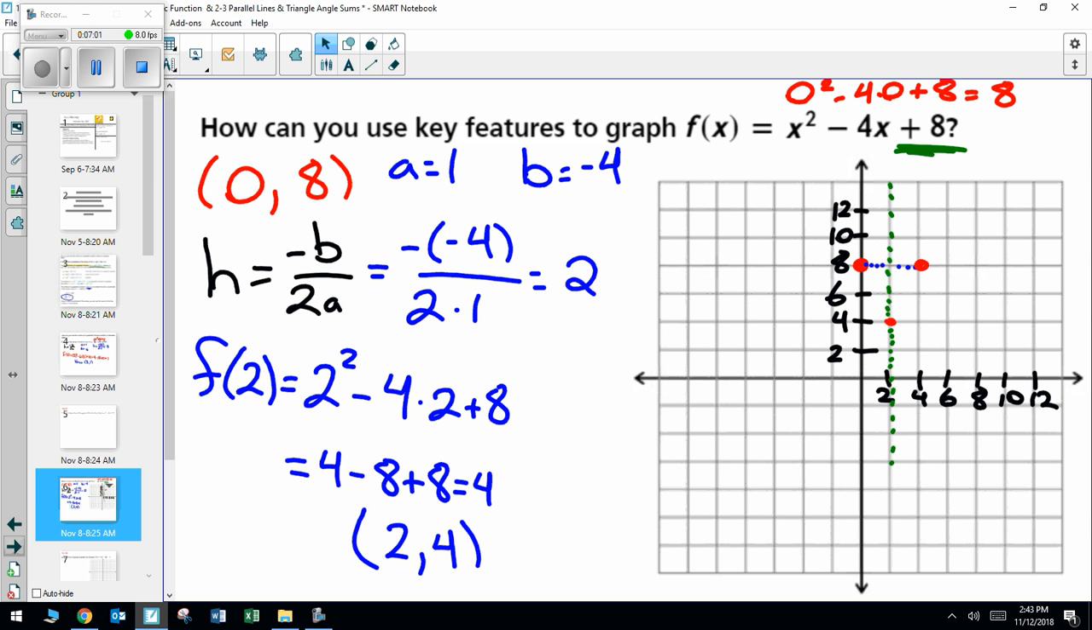So once I have the vertex and a point off of the vertex, I can just mirror that other point and get my final parabola to look something like this, roughly. So, same method that we used for this first problem, just find the vertex, and we're also able to find the y-intercept easily enough when it's given to us in standard form.